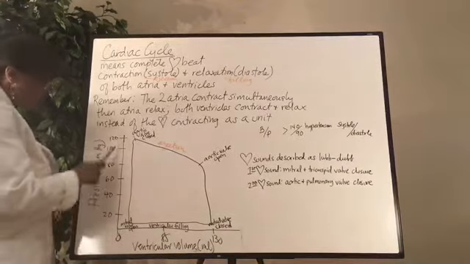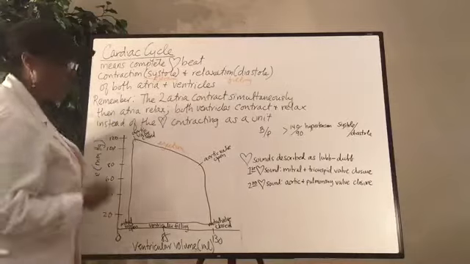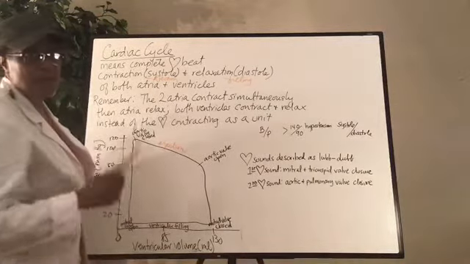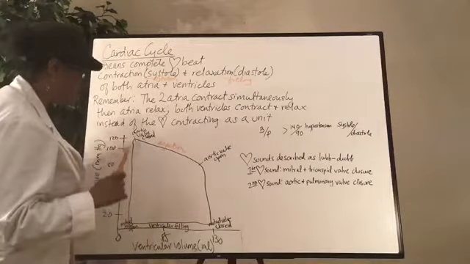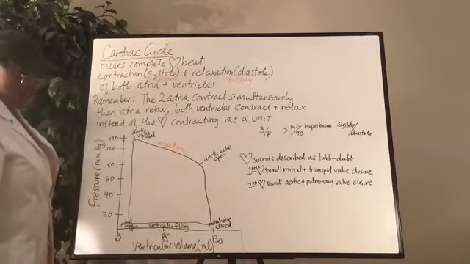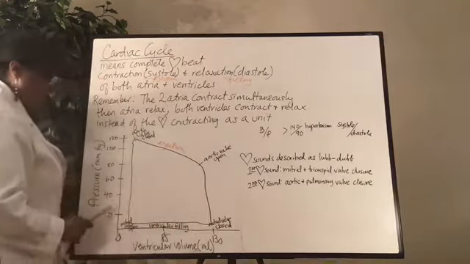So let's look at this cardiac cycle. It's in your book. It looks a little different than this, but this is the way I learned it, so I'm going to teach it this way. It's the same concept. Always look at your axes, your Y and your X axes, and then always read it.